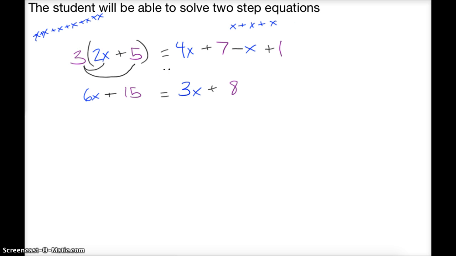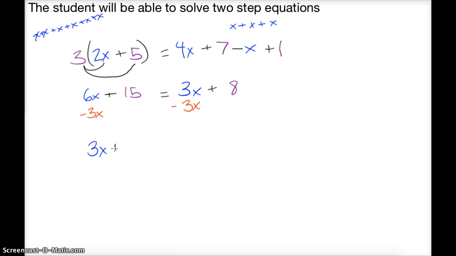Okay? So here's what I need to do. I need to get x's by themselves. So I need to move some stuff around. I have a positive 3x here and a positive 6x. What if I subtracted 3x from this side? Take 3x away. If I take 3x away from this side, that means I need to take 3x away from this side, minus 3x. And then 6x minus 3x is going to equal 3x, because 6 minus 3 is 3.